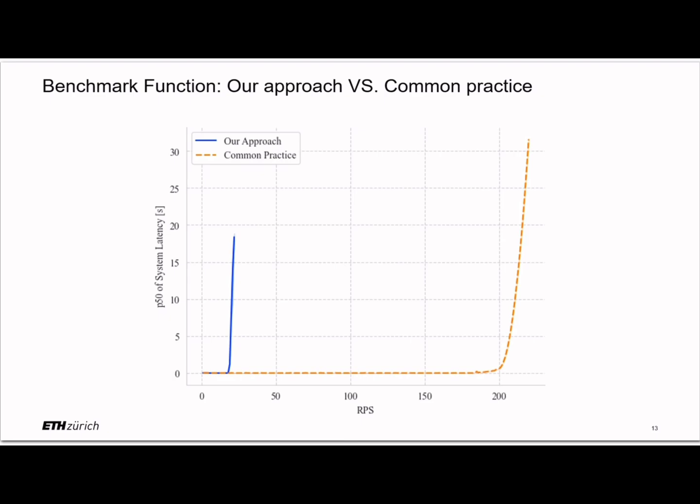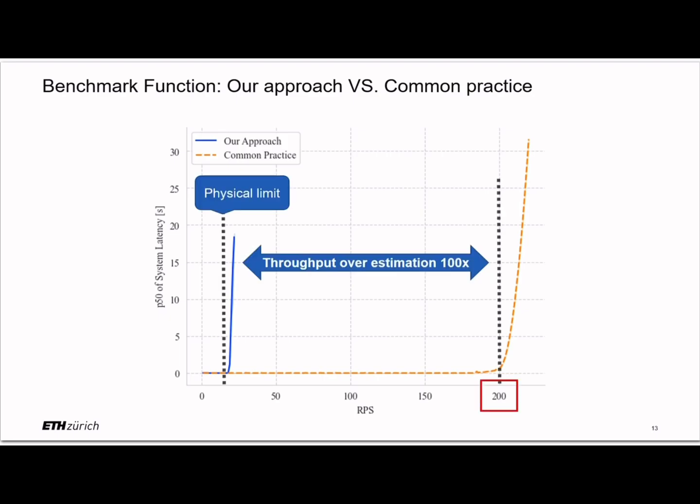So in this experiment, we compare our implementation and the common practice, okay, the raw implementation. And as you can see, there's a huge gulf between them, right? So on the y-axis is the median latency, on the x-axis is the throughput. So let's have a closer look. So our implementation is bounded by the hardware. So it's bounded by the physical limitation, so what the machine can actually do, because it has solid executions.